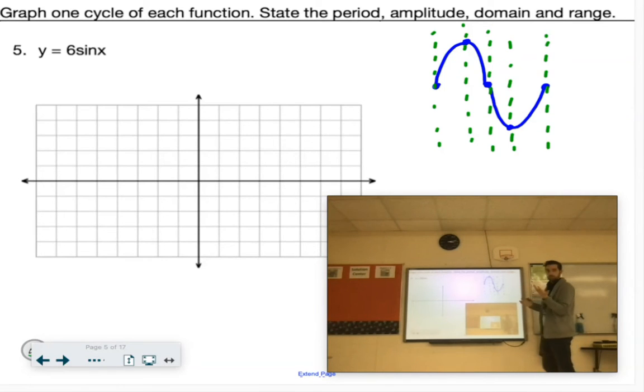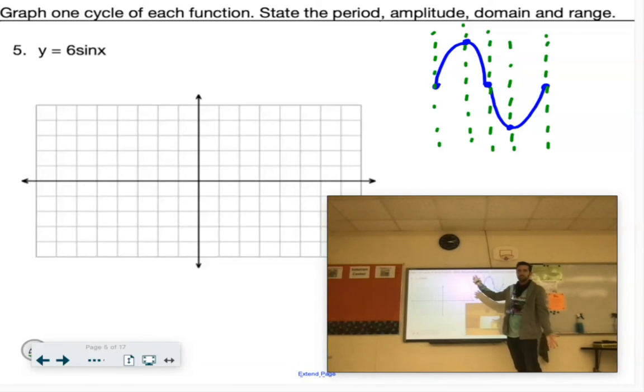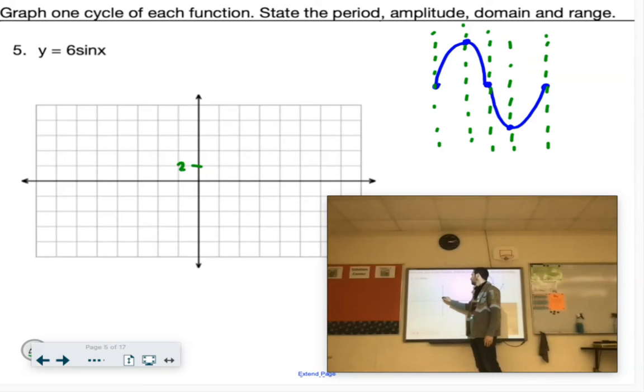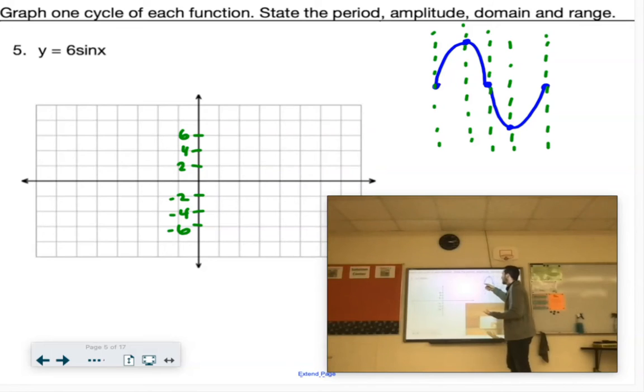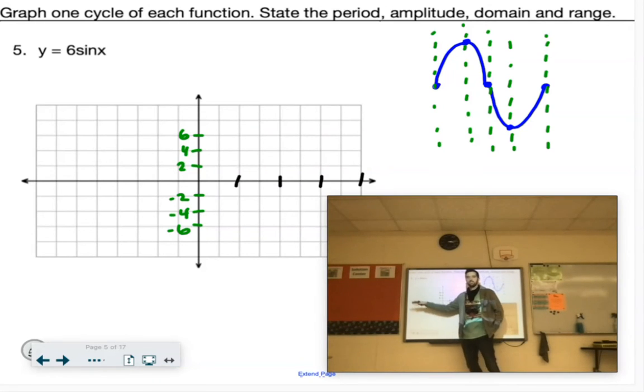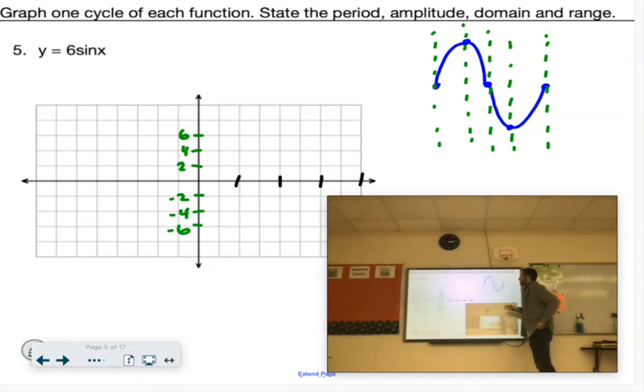Now, 6 is the amplitude, so at most it's going to go up 6, and it's going to go down 6. If you look, we only have 5 lines here, so let's just go by 2. So let's say 2, 4, 6, -2, -4, -6. So we can kind of figure out what our graph is going to look like. It's going to look like this. We're going to have 4 spots in our one cycle here. And we only have to graph one cycle. Typically, I'm going to have you guys graph 2 cycles. So you could graph one to the right of 0 and one to the left, and that would be 2 cycles. But we're going to figure out what one full period would be.